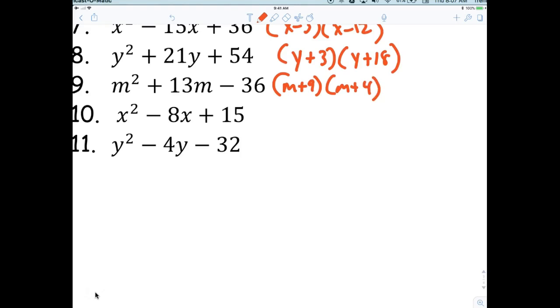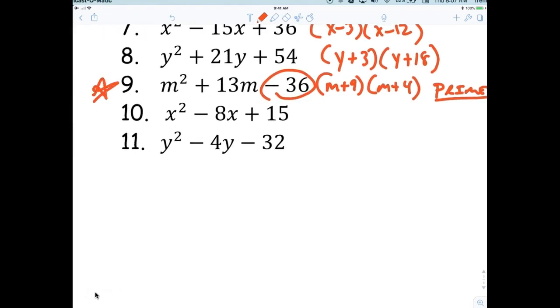So listen, that's where you have to pay attention. This one is actually prime. It doesn't work. All right, 9 and 4 make 13. But the only way you can make a plus 13 is if they're both positive. But if they're both positive, then that negative 36 does not work. So bear with me on that. You might want to put a star by that and look it over. Prime means you can't factor it.